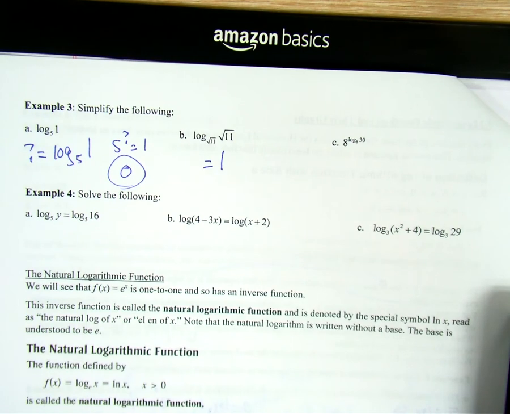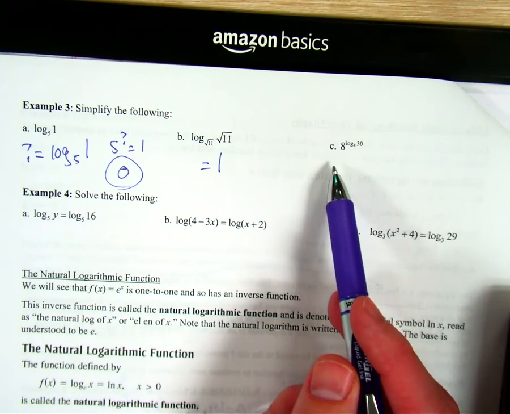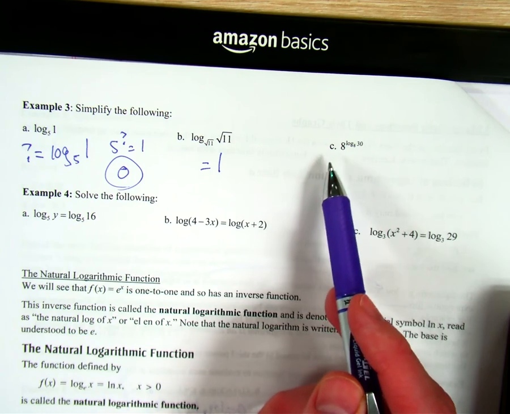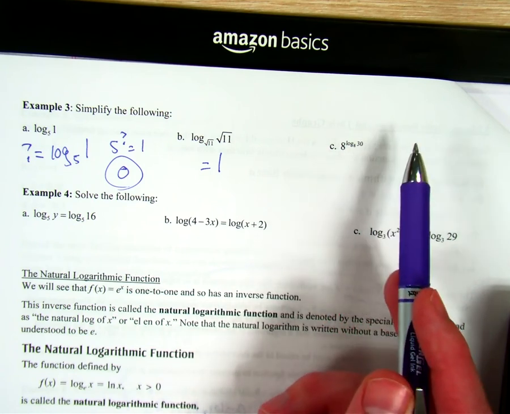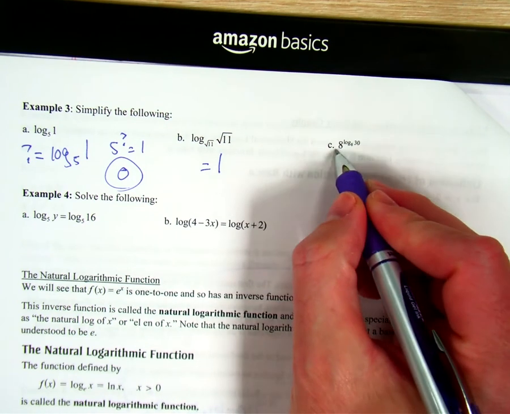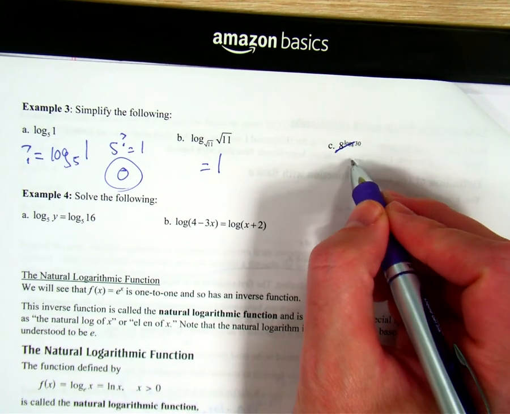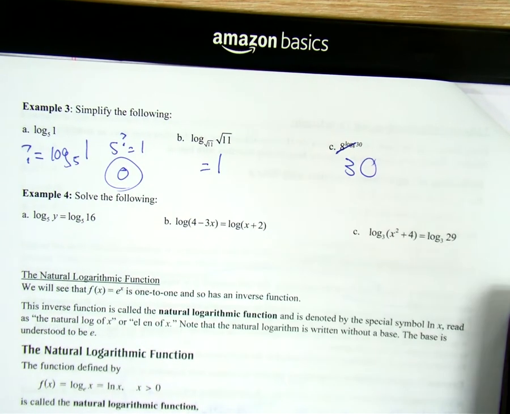And then exponentials of logs: 8 to the power of log base 8 of 30. These would cancel out, and you're just going to be left with the 30. Whenever you do an exponential of a log of that same base, or a log of an exponential with that same base, they're going to cancel out.